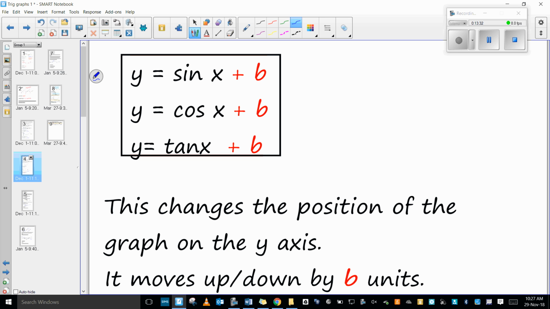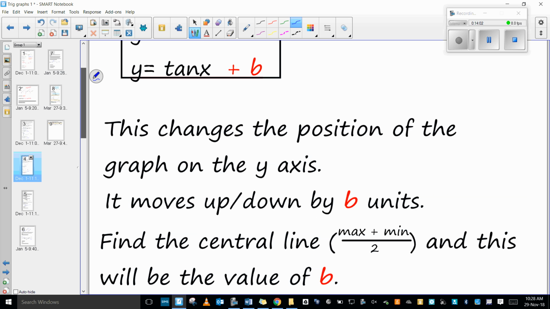If it's a number stuck on the end, it moves up or down. That's when it's in the bracket? Yes, in the brackets it's left and right. So when you've got a number stuck on the end, that's when the whole graph translates. Remember that word, when you pick it up and shift it up or down. So it would shift up or down depending on what value we have stuck on the end. As I've said here, this changes the position of the graph on the y-axis. It moves up or down by b units.